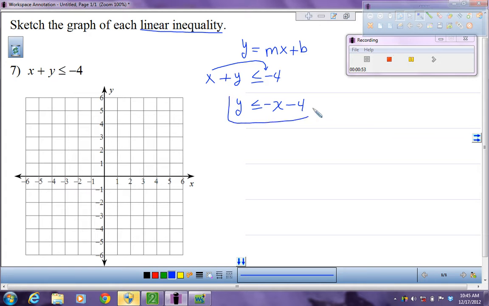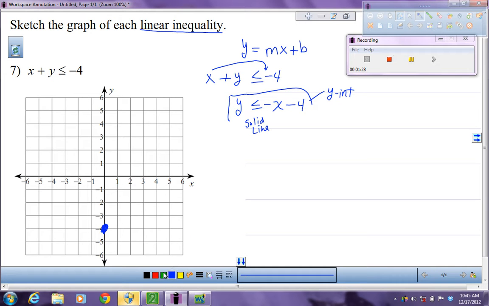This is the one that I'm going to graph. Don't forget, this guy here happens to be your y intercept. So that means I'm going to start here at the negative 4. And I'm actually going to do a closed circle because if you look at the inequality there, it says less than or equal to. That means that it's going to be a solid line, right?